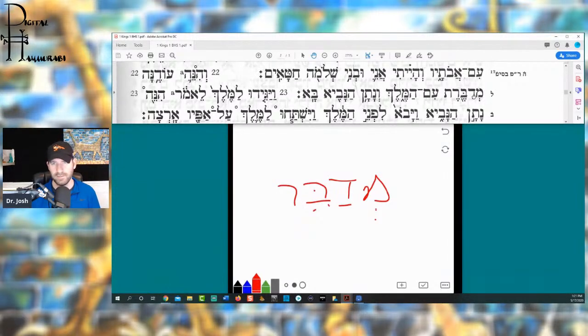Medaber is a Piel active participle, masculine singular. Notice the double middle radical, medaber. Medaberet is how you write the feminine singular. And davar in the Piel is to speak or to say. So while she was still speaking is the idea here. Remember I said the participles are often about the process. It's not a snapshot. It's like a video reel.